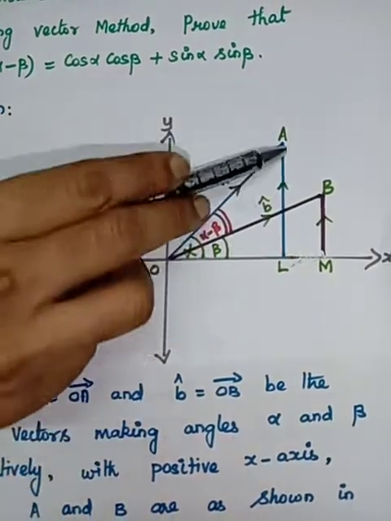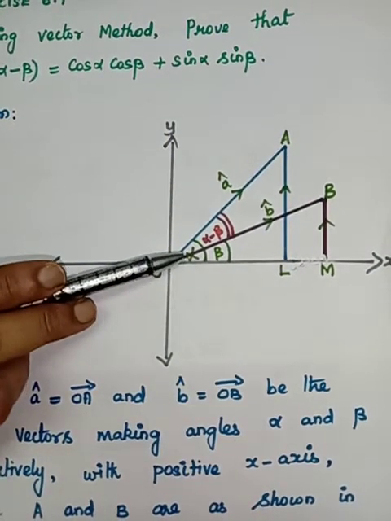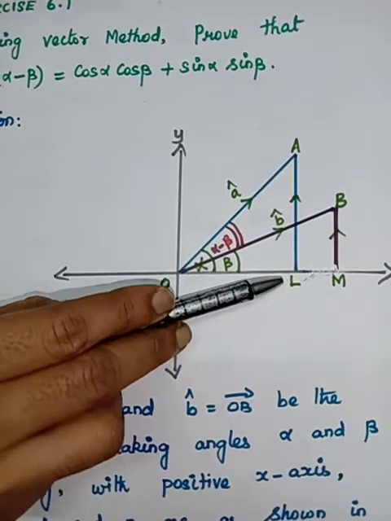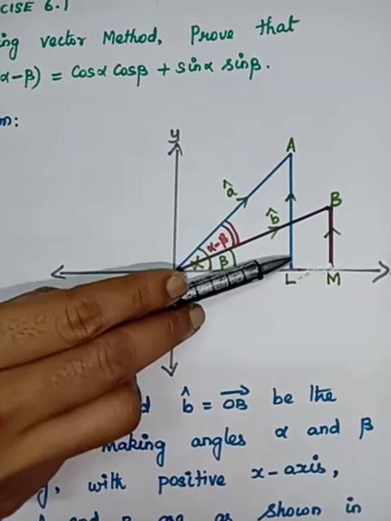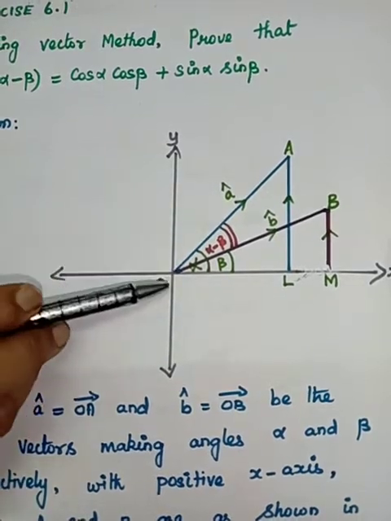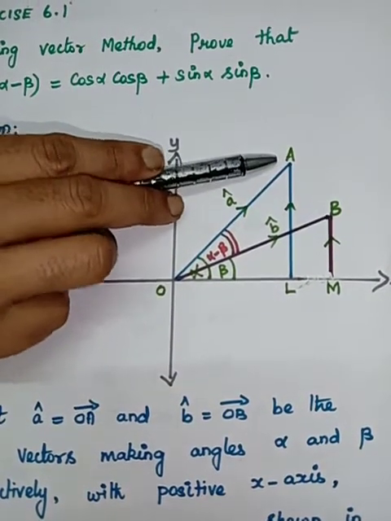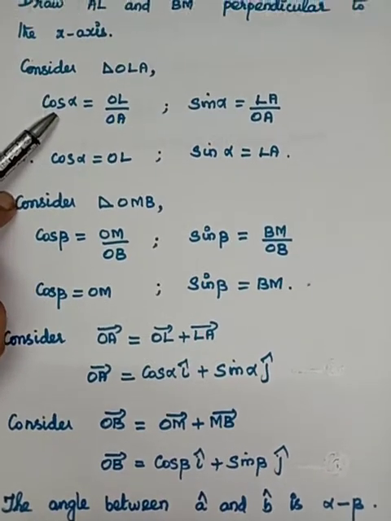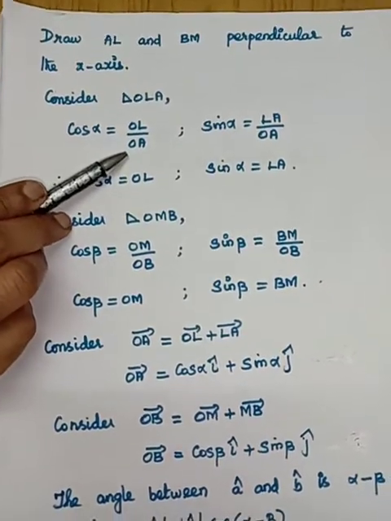Consider this triangle. Here the angle made is alpha. What is the adjacent side? Adjacent side is OL. What is the hypotenuse? This angle is 90 degrees, so the side opposite to it is the hypotenuse. So OA is the hypotenuse. So cos alpha is equal to OL by OA.